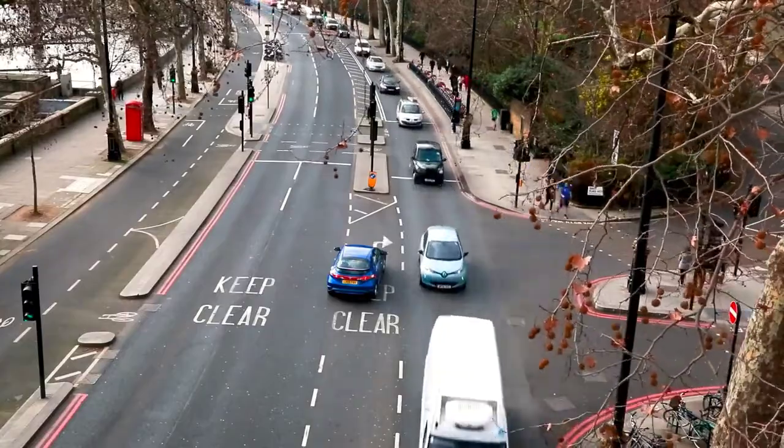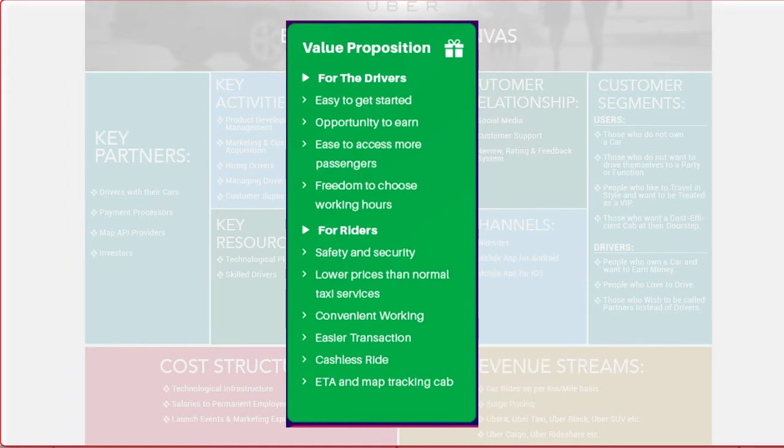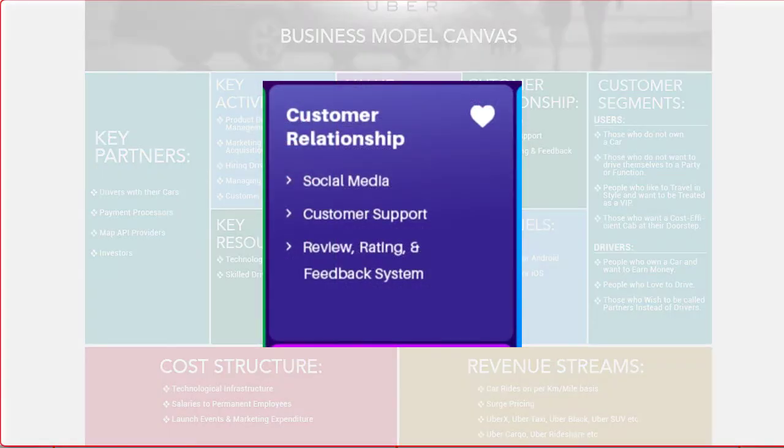Easy payout procedure, which is coming from key activities, because they have done very well, so they can easily receive the payments. So it's amazing for them as well. And then let's talk about the customer relationship. They use social media because it's very cost effective. They use customer support a lot in the beginning, and then slowly they move it to optimum AI solutions, review, rating, and feedback system.